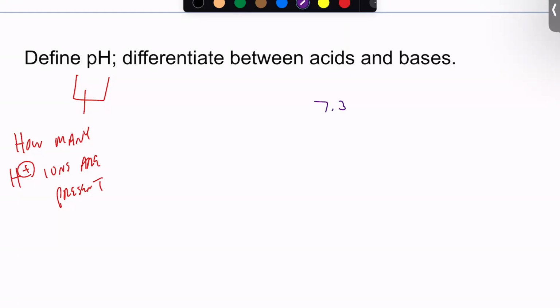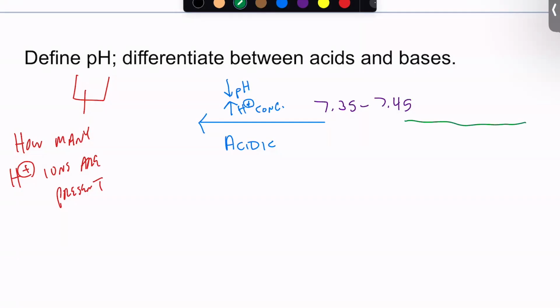So the good range, Goldilocks range, is 7.35 to 7.45. That's where our body operates. Now, if we go this way, we're considered acidic. So even though the pH goes down, the hydrogen ion concentration goes up. Now, if we do the opposite, so we go 7.46 or above, we are talking about alkalotic or alkalosis. So that's when we'll have a high pH, but low hydrogen ion concentration.